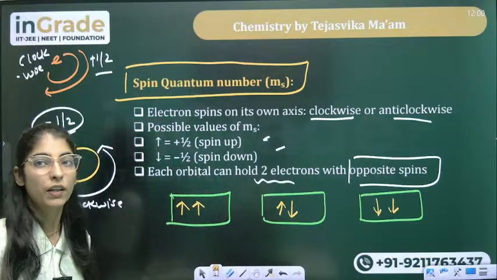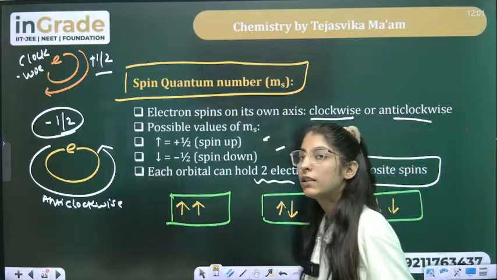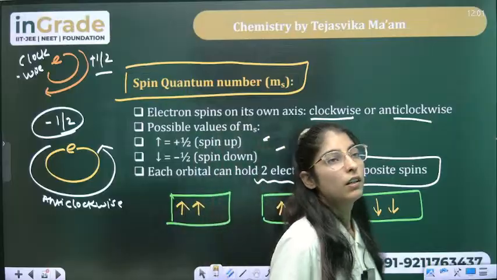Okay, graph say. I'll explain the number of nodal planes that is represented by graph also, but that will be in the next lecture.